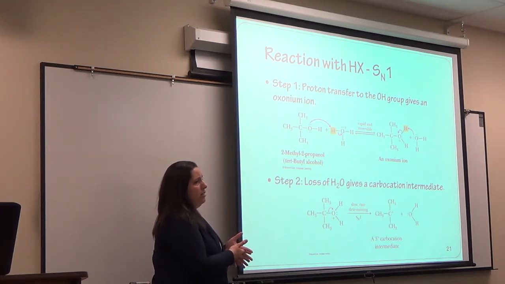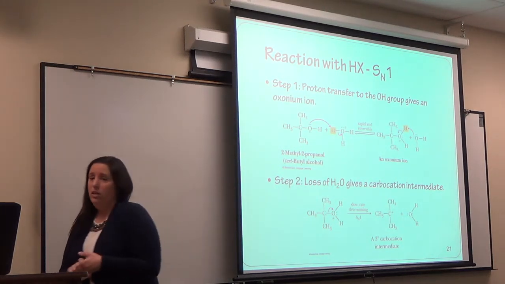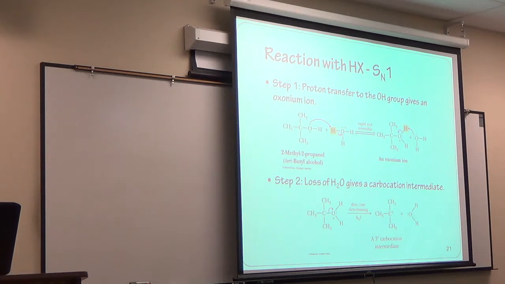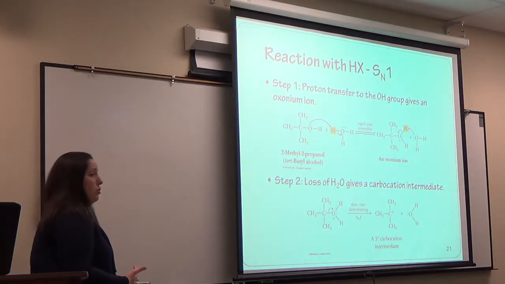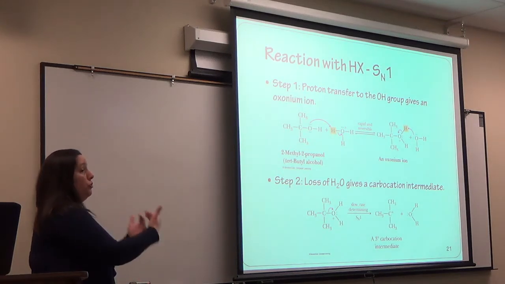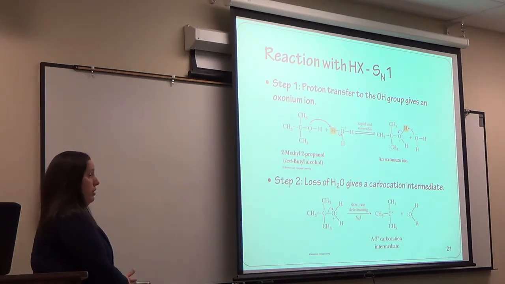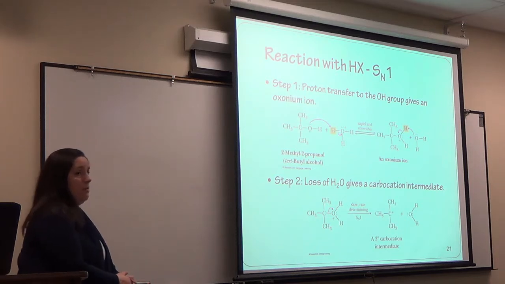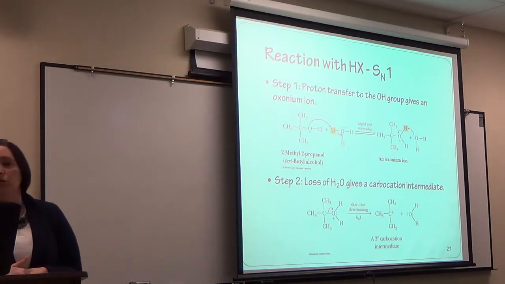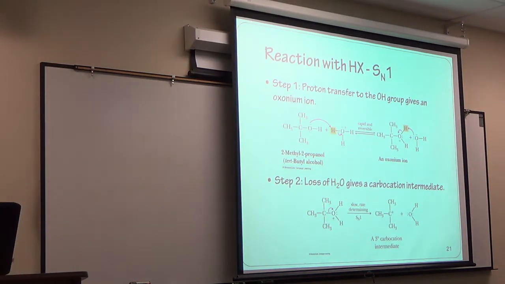So I just want to make a quick point of that. Even though we learned in chapter 9 that an Sn1 is 2 steps, it is actually 3 when you are dealing with an alcohol. Does that make sense? So how many steps is an Sn2 going to be for an alcohol? 2. Does that make sense?